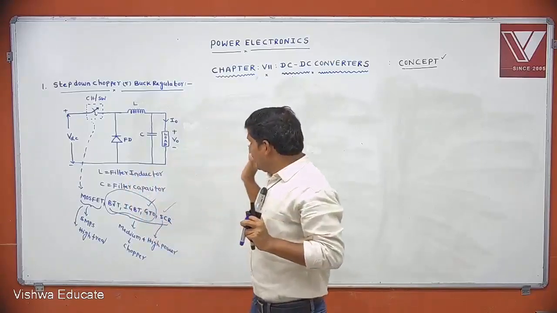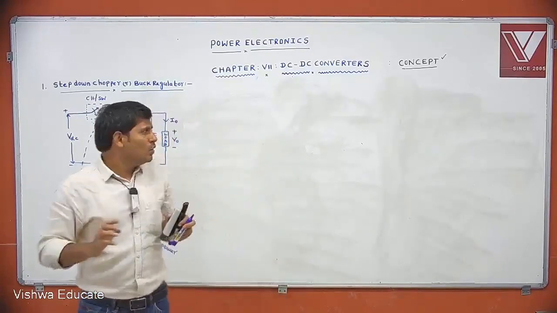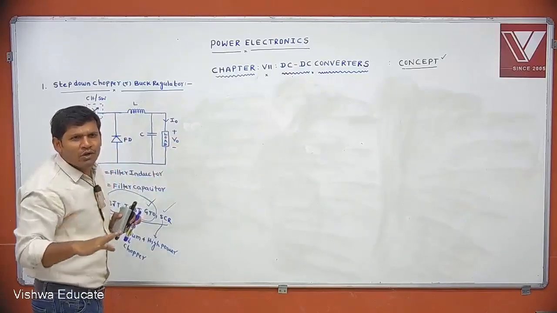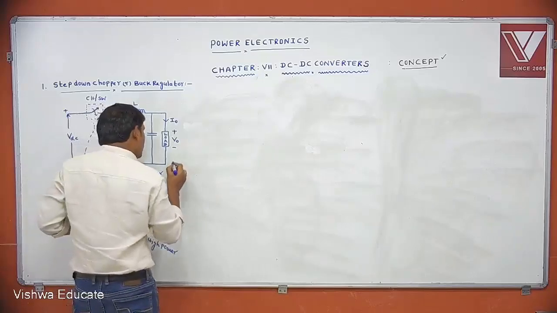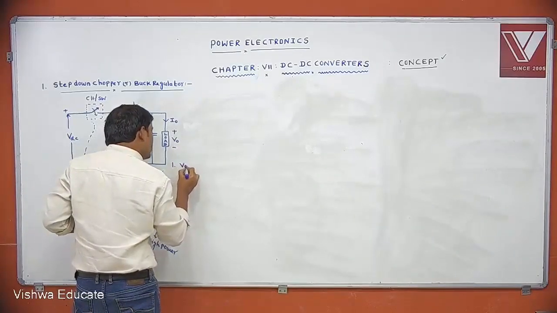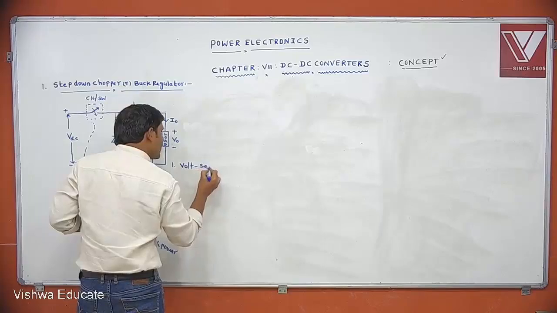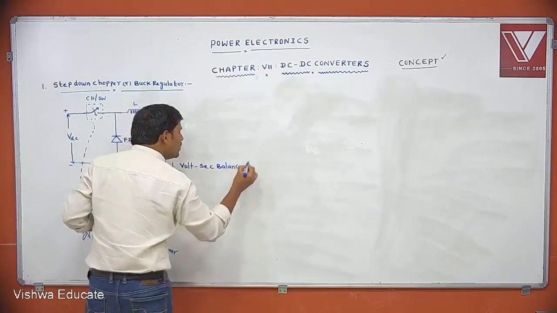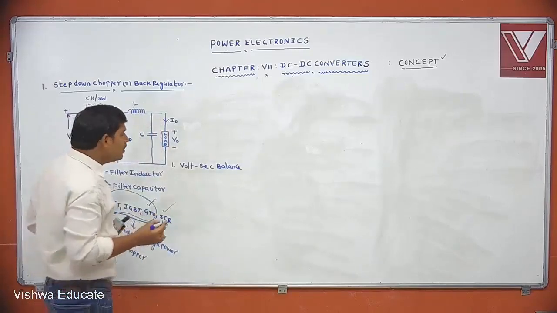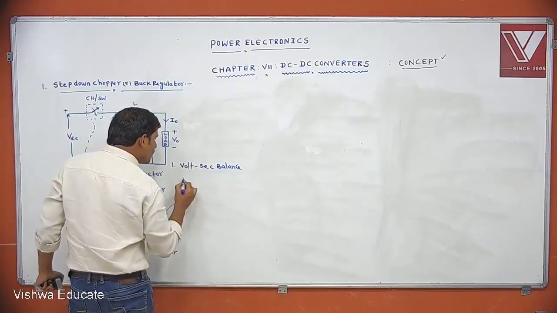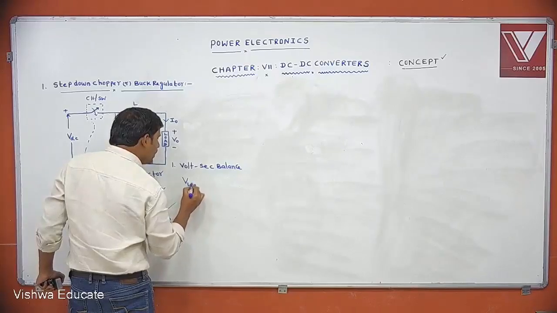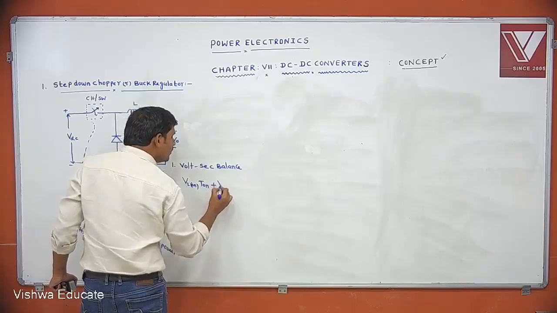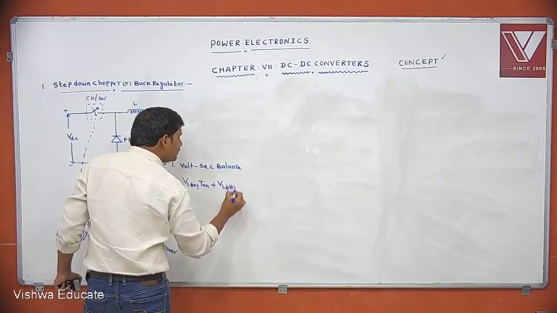Understood? Another point to remember: throughout the analysis of buck regulator, boost regulator or buck-boost regulator, I will use volt second balance. All these circuits are analyzed by using volt second balance. What do you mean by volt second balance? Voltage across the inductor during on time, VL on into T on, plus VL off into T off, is equal to 0.